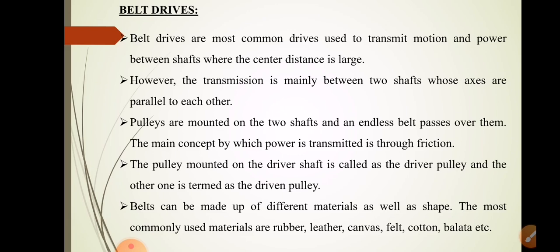Unlike gear drives, they cannot be directly made to rotate on the shafts themselves because the shaft size is too small. So there are additional machine elements called pulleys, which are mounted on the two shafts, and then there is an endless belt which passes over them. The main concept by which power is transmitted is through friction, between the belt and the pulley. The pulley mounted on the driver shaft is called the driver pulley, and obviously the other one is called the driven pulley.